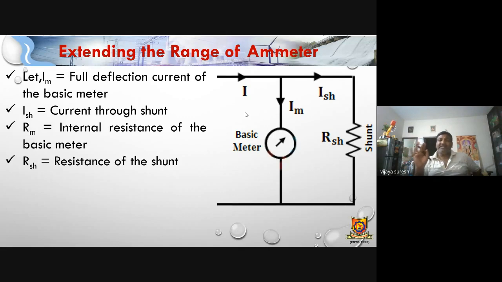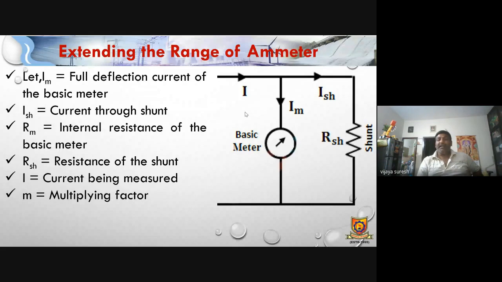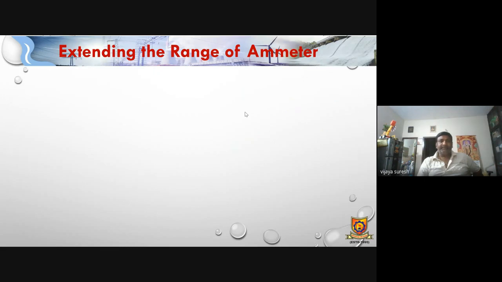Rm is the meter resistance. RSH is the shunt resistance. And I, capital I, is the amount of current being measured, nothing but the current we are expecting to measure. And M is the multiplying factor. We will discuss what M is, and how we are going to get M, in the next slide.